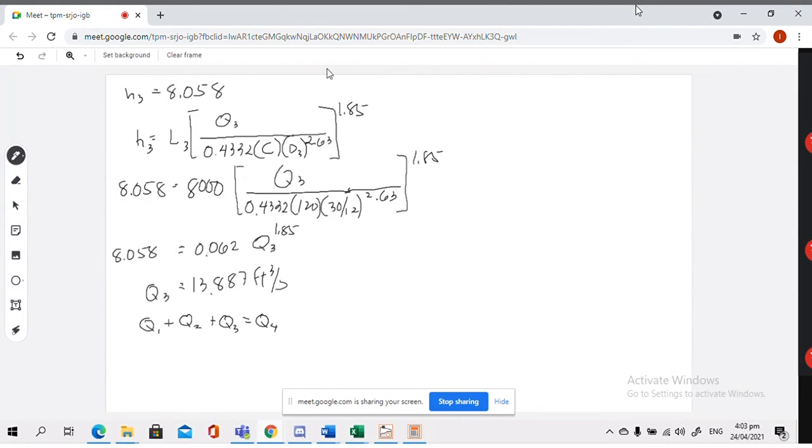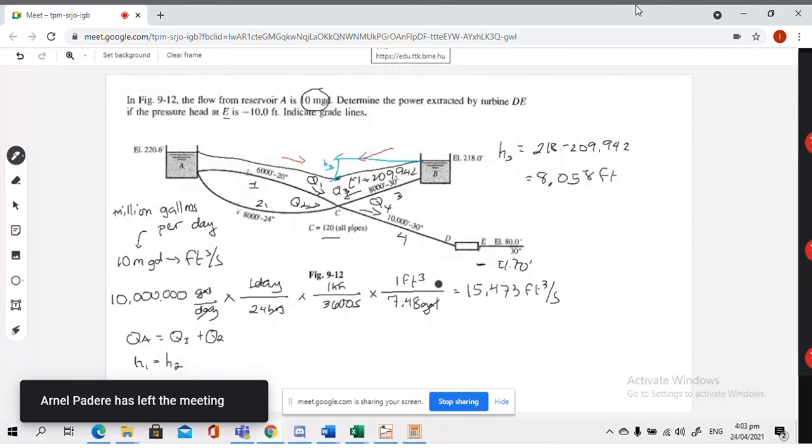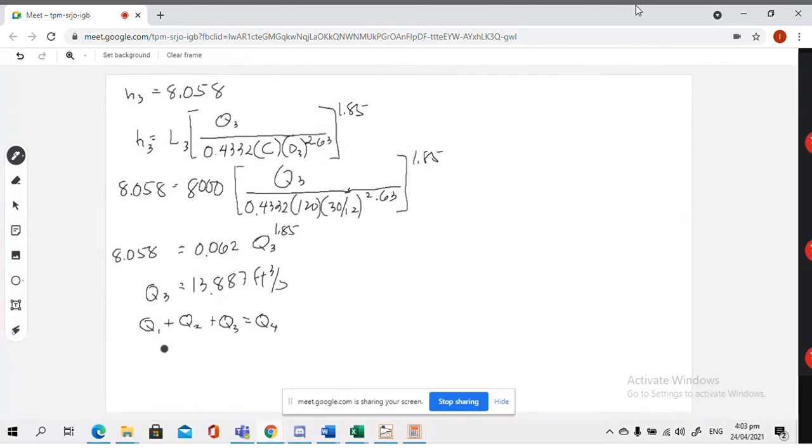But we know that Q1 plus Q2 is equal to 15.473. So that will become equal to 15.473 plus 13.887. So that will be your Q4, which is 29.36.